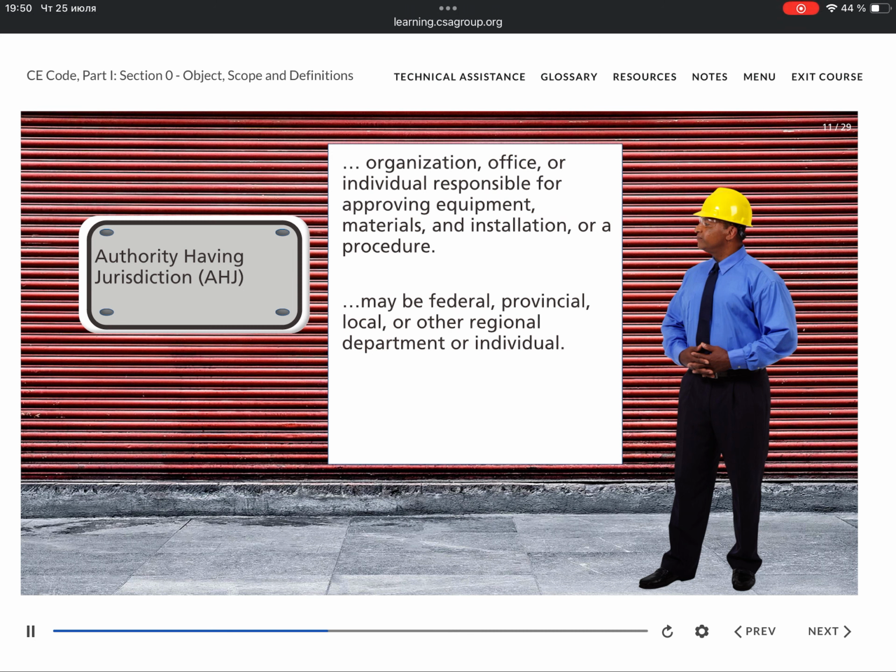The AHJ may be a federal, provincial, local, or regional department, or an individual such as a fire chief, a fire marshal, the chief of a fire prevention bureau, labor department, or health department, a building official, an electrical inspector, or others having statutory authority.